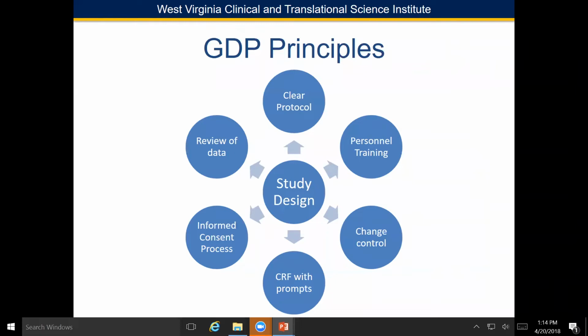Clear CRFs, so case report forms where you collect the data, clear CRFs with prompts. So everybody's clear what they have to record, and there are no omissions and no errors with regards to that. A clear informed consent process. As we know, that's one of the pinnacle points for keeping subject safety. And review of data. So having QC processes in place, monitoring in place to review the data on a periodic basis, and not just correct errors that occur, but think about how we can prevent those errors from happening again on the study.